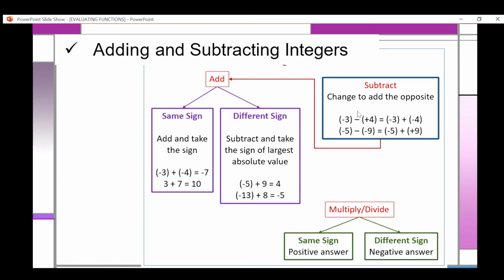Okay? Next is subtraction. So, sa subtract naman class, change to add the opposite. So, change natin yung sign ng subtrahend and then proceed to addition rule. So, halimbawa dito, negative 3 minus 4. So, pwede nating gawing negative 3 plus negative 4. Then, proceed tayo dito sa addition. Since same sign siya, then dito yung susundin nating rule. Negative 4 plus negative 3, that is equal to negative 7.